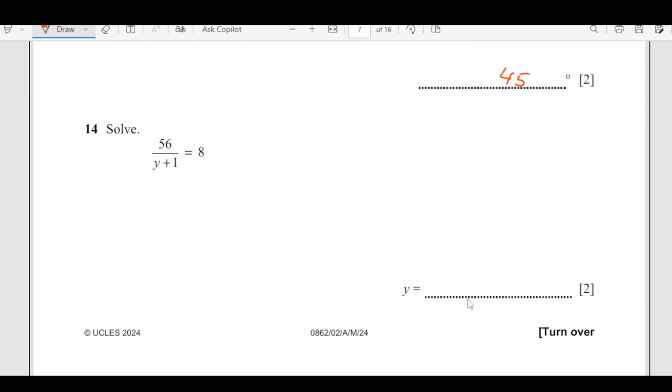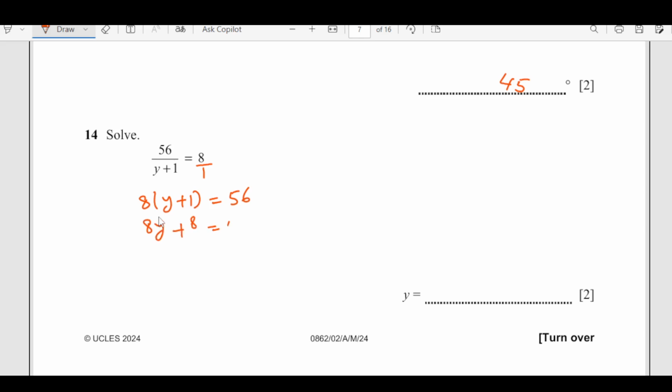Now number 14, we have y equals to 56 over y plus 1. We are just going to cross multiply, right? So that will be 8 into y plus 1 equals 56. Then you can divide by 8, or just expand the bracket: 8y plus 8 equals 56. So 8y equals 56 minus 8. Divide by 8, so y is 6.